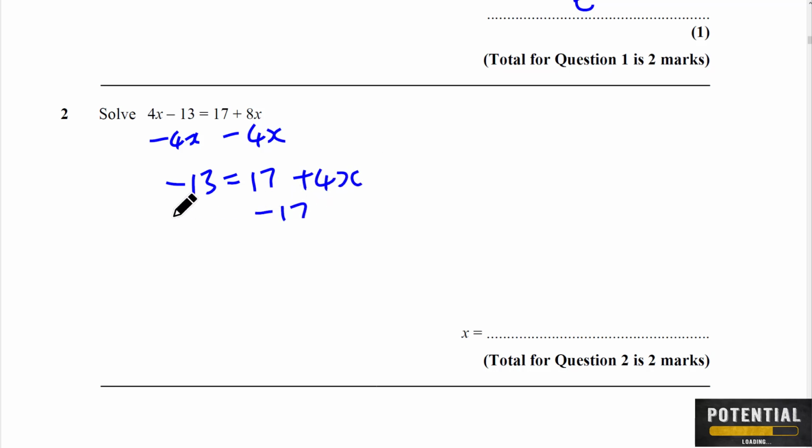I like to keep the x's positive where possible. I'm going to minus 17 on both sides now. So that's going to be minus 30 equals 4x. So x equals minus 7.5.